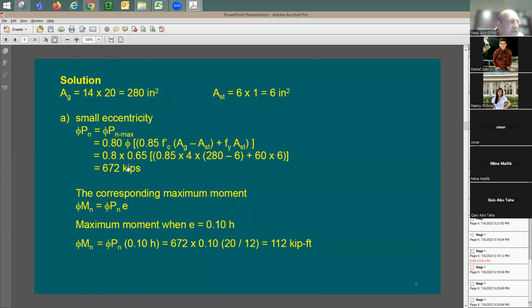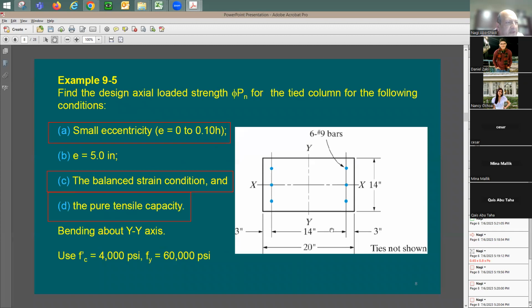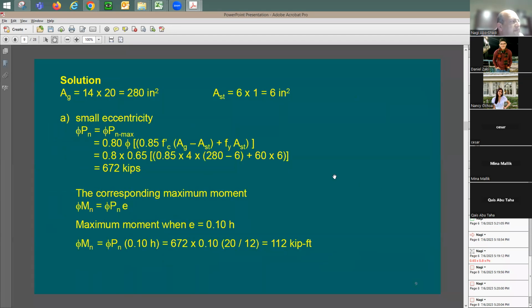So 672 is good. And then it says here, for a small eccentricity, the E is going to be equal to 10% of H. Total depth is 20 inches according to this given information. Here's H, 20 inches. Take 10% of it. It's going to be 2 inches. Right? 10% of the 20 is going to be 2 inches. Divide by 12 is going to be E. So this term here is going to be E in feet. Multiply by 672 is going to give you this moment capacity.